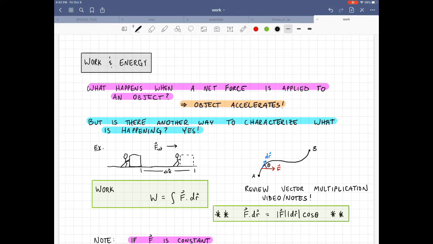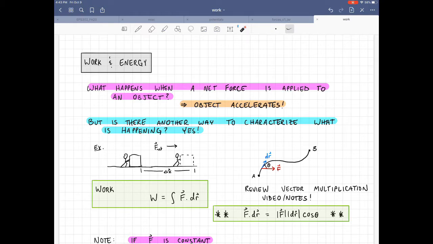We want to start thinking about all of this in a slightly different way. And the title of this next chapter is Work and Energy. So we're going to start thinking about these new concepts, something called work, and then this idea of energy. So to start, let's just look at this pink highlighted text here. What happens when a net force is applied to an object?